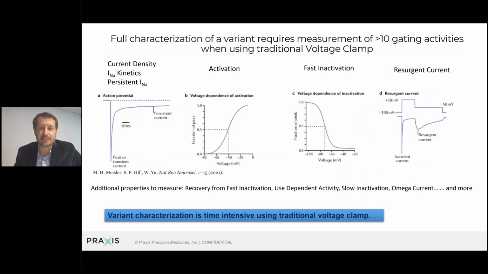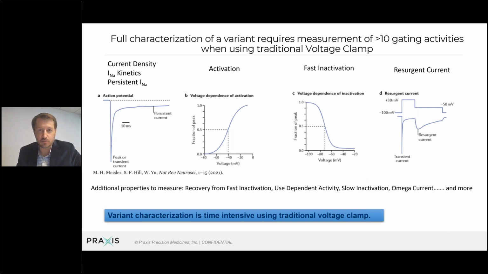But there are many different things that you must look at if you want to characterize sodium channels using voltage clamp. This slide is just to give a nod to the different assays that need to be run to properly understand what this variant is doing. As we said, there is persistent current shown on the far left here. There's also the kinetics of the macroscopic current. There's current density. There's the voltage sensing of activation shown, and fast inactivation shown in the middle. And there are other things such as use-dependent block, slow inactivation, omega current. So this list goes on and on.